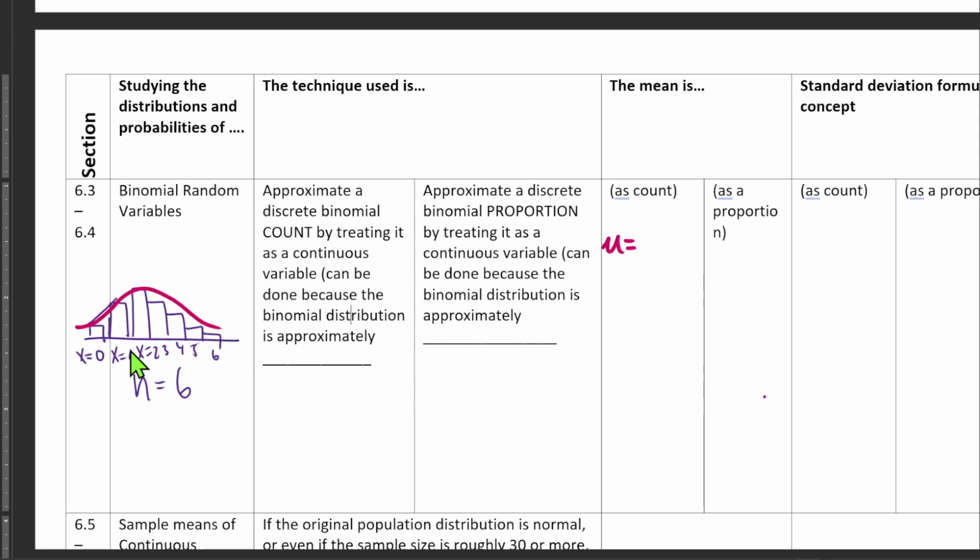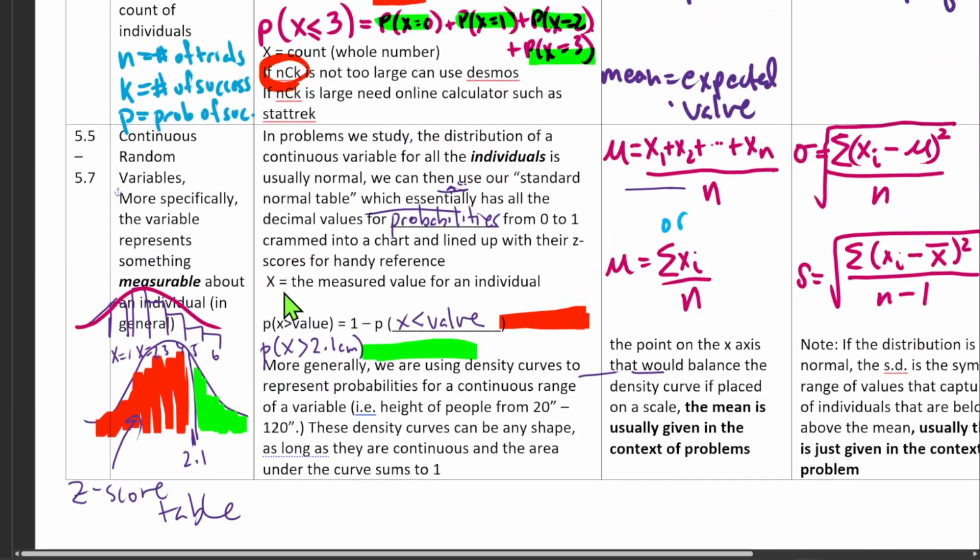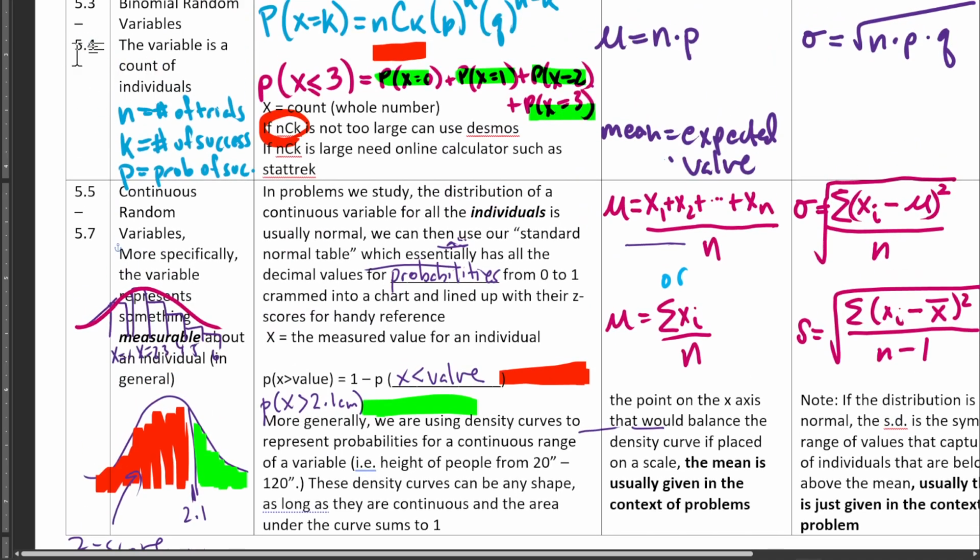And because this is a normal curve, you can treat it like a normal distribution approximately to get approximate answers and use z-scores and all that stuff. So what's the main technique? Approximate a discrete binomial count, which is the 5.4 stuff or whatever it is, right? That was 5.4, right?